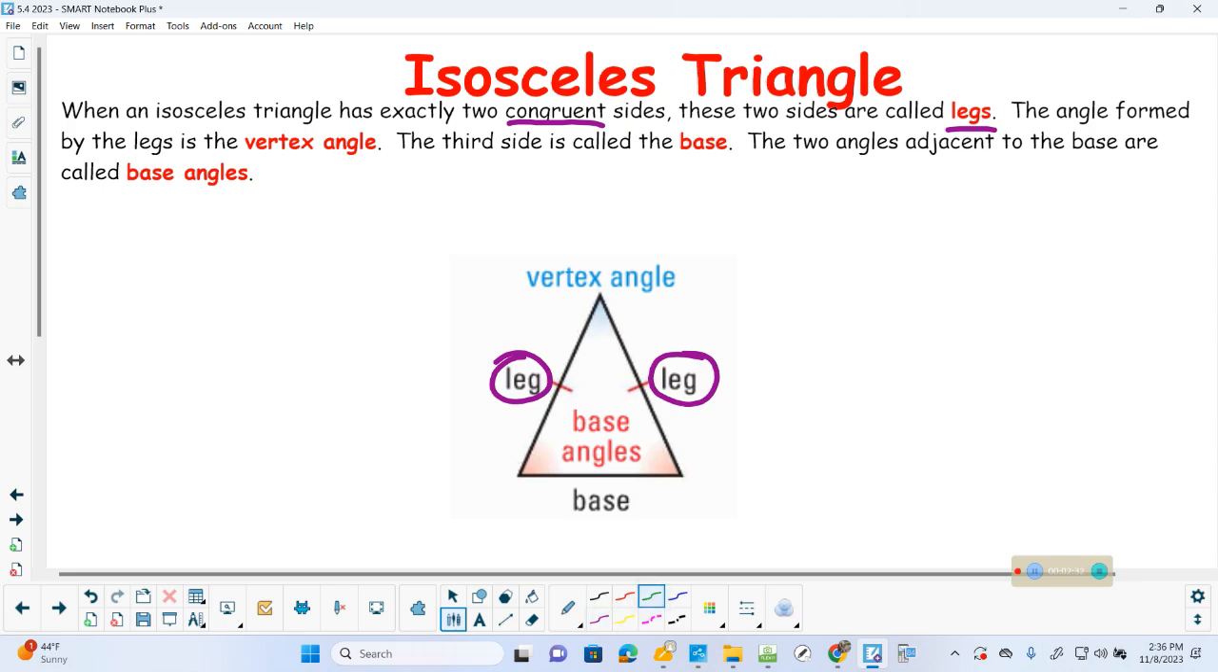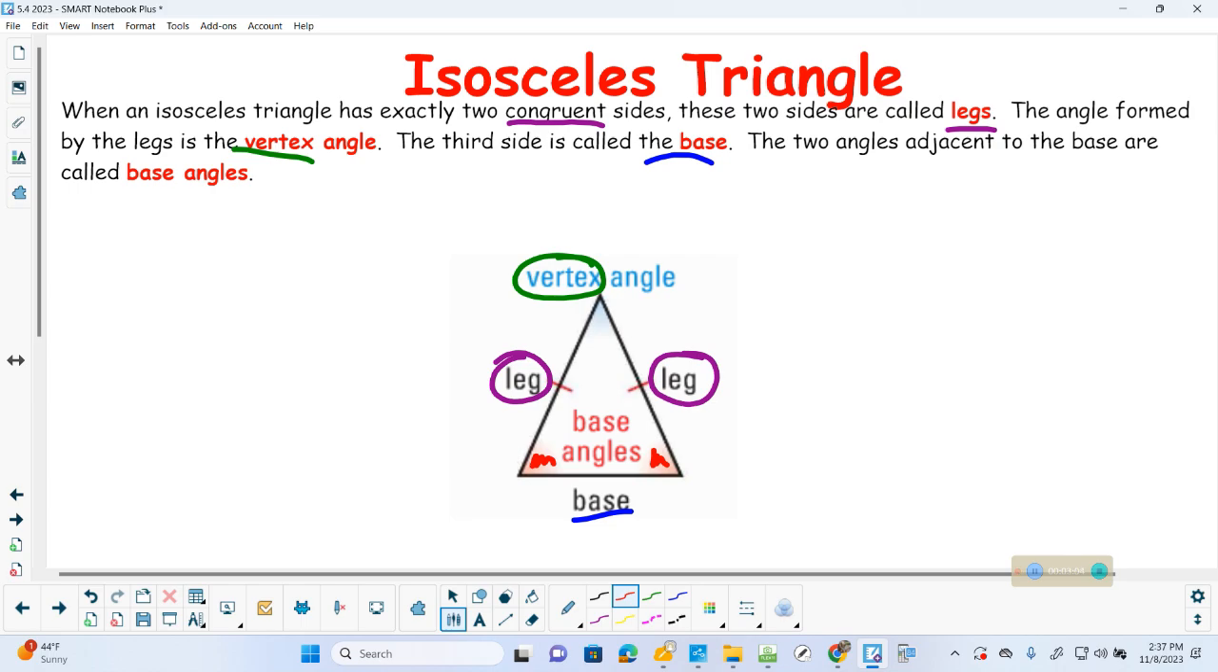Okay, well that's really not all that exciting. The angle formed by the legs, of course, is the vertex angle. So that's that very top angle there. And of course the third side is called the base. Now, this is going to be the new piece of the puzzle we're really going to be focused on today. And it's hard to see this very lightly shaded red area. I don't even know if the shading copied at all on your note packet, but we're going to talk about base angles a lot today.